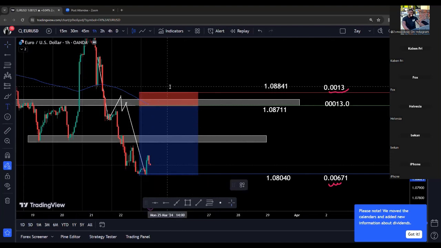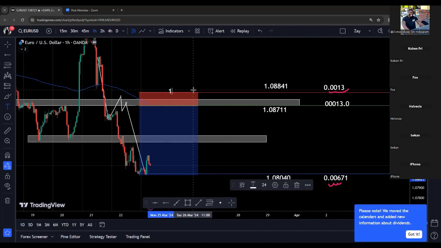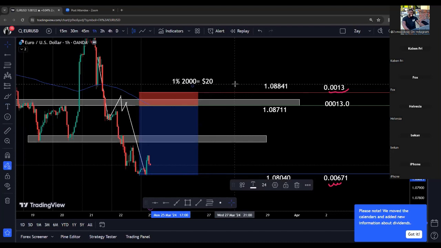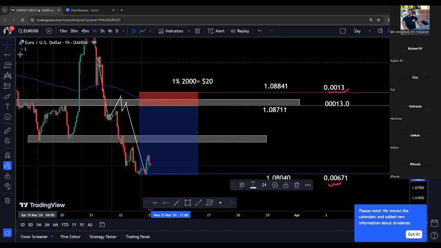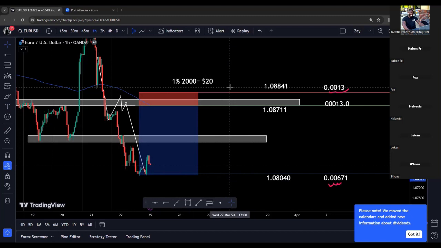Okay. So Fox said 1% of 2 bands equals 20 beans. All right. $20. 1% of his $2,000 account. He only wants to risk $20, y'all. So let's say he gets one entry, because he got a 13 pip stop loss. Ain't no reason to be getting more entries in when you got a 13 pip stop loss. Just take your one entry. All right. So one entry, 13 pips. Let's look.